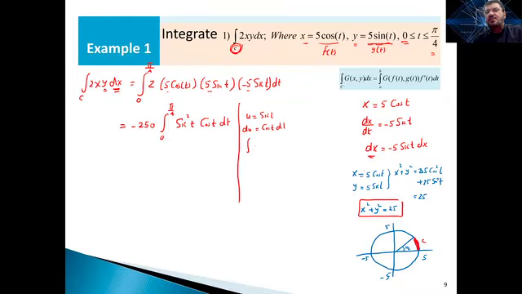So the integration of sine square t times cosine t dt, my question here, I want to integrate this, is what? I took sine to be u, so this is u square. And cosine t dt is nothing but du. So what's the integration of that? u cubed over 3. And u is sine, so the answer is sine cubed t over 3.